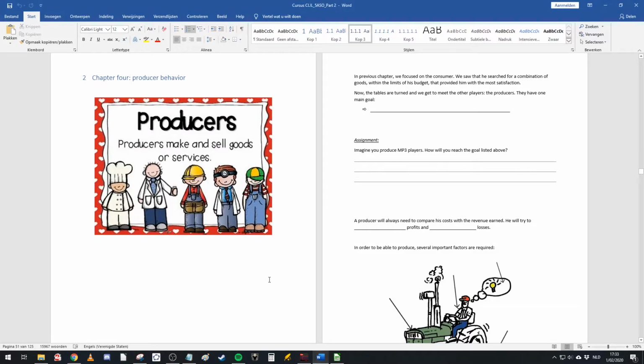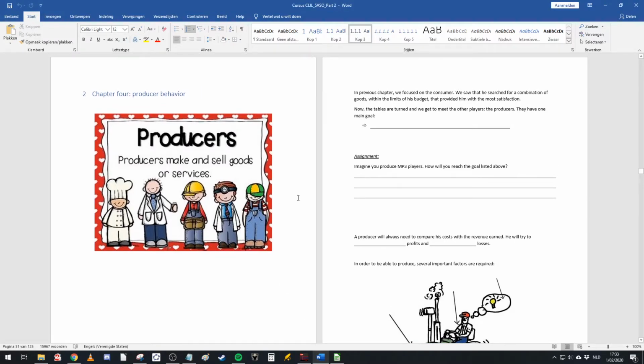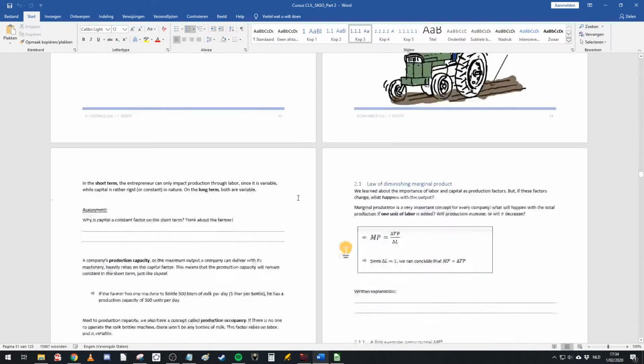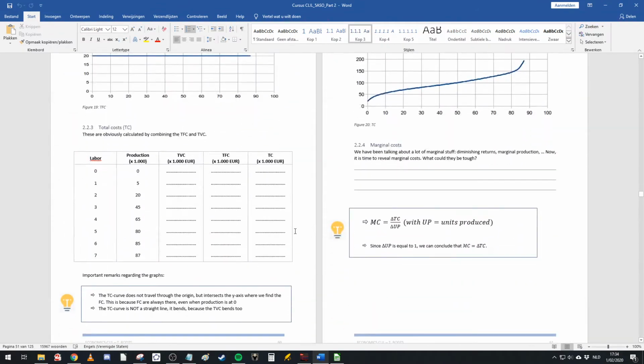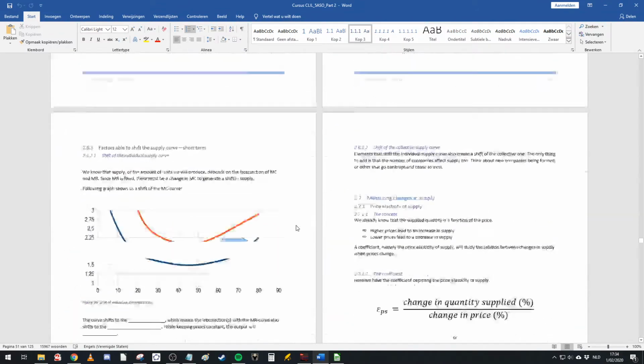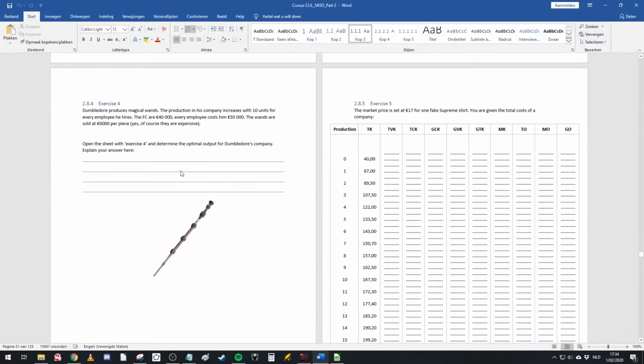Right, welcome. Okay, right now we are at chapter 4, producer behavior. And we saw that companies have costs, they have revenue, and we found a way to display these numbers using graphs, right? Now, if we go to page, I think around 80, here, we have the case about Dumbledore and his magic wand, right?